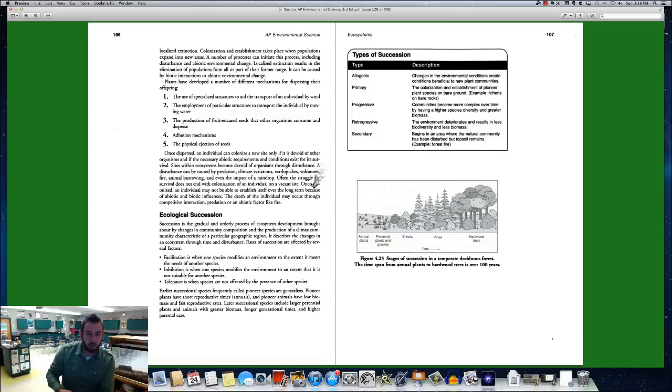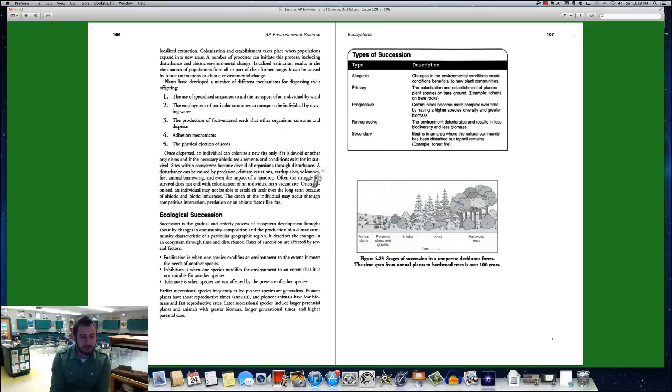Or inhibition, when one species modifies the environment to the extent that it's not suitable for other species. Or tolerance, when species are affected by the presence of other species. Those 3 things shape how fast or slow ecological succession takes place.